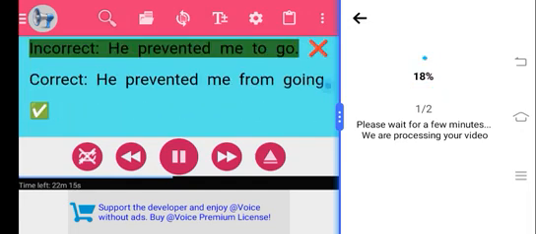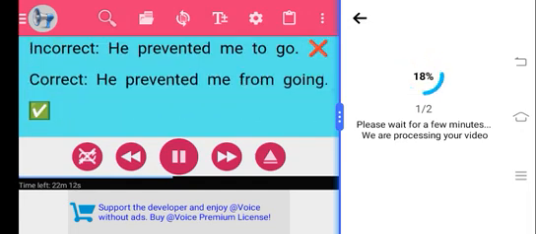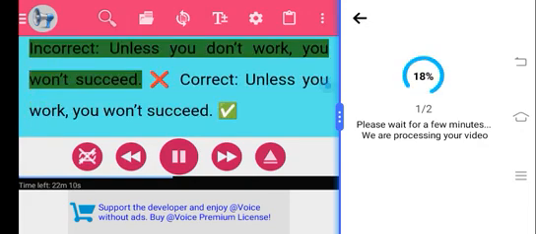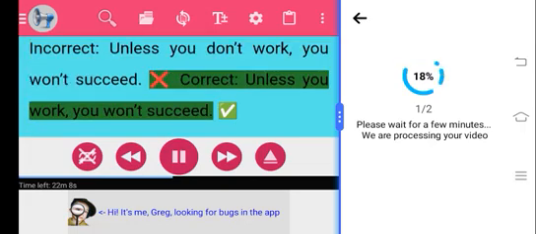Incorrect: He didn't need not to go. Correct: He didn't need to go. Incorrect: He prevented me to go. Correct: He prevented me from going. Incorrect: She is married with a lawyer. Correct: She is married to a lawyer. Incorrect: Unless you don't work, you won't succeed. Correct: Unless you work, you won't succeed.